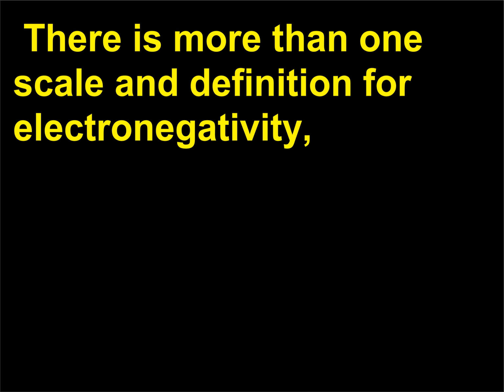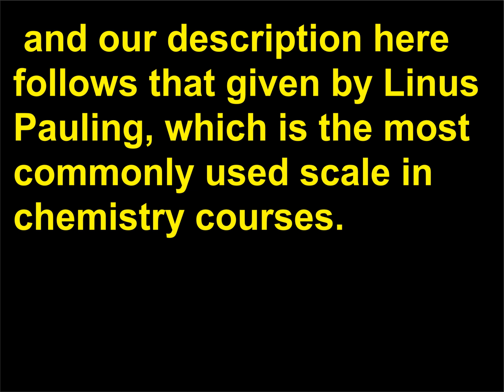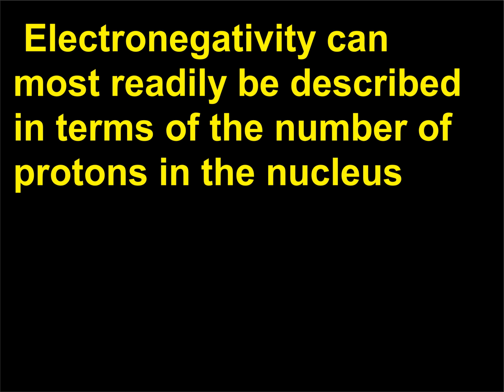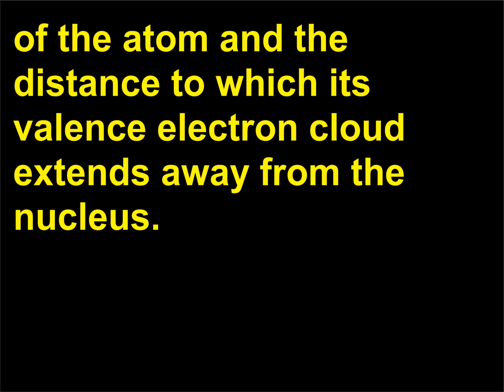There is more than one scale and definition for electronegativity, and our description here follows that given by Linus Pauling, which is the most commonly used scale in chemistry courses. Electronegativity can most readily be described in terms of the number of protons in the nucleus of the atom and the distance to which its valence electron cloud extends away from the nucleus.